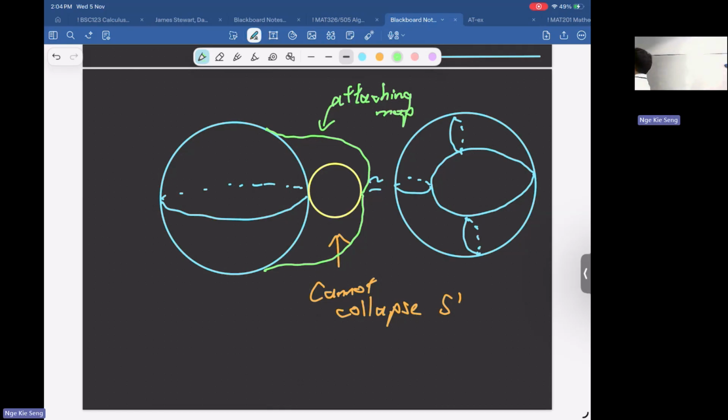Is it possible to go between these two by collapsing a subspace or not? Let me think. Is it possible? Can we contract any? You can't really collapse any subspace to get between these two.